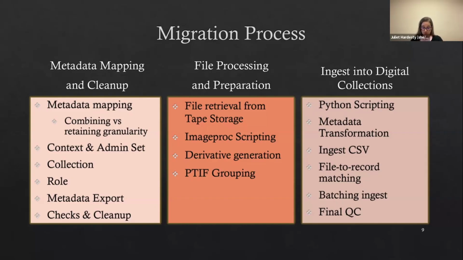So once those file lists were established, they were added to the CSV spreadsheet, and then this ingest spreadsheet was broken up into smaller batches that matched the groupings of files that we did for the pyramidal TIFF derivatives, and we were able to chunk that up in the previous step for ingest into digital collections. Next slide, please.